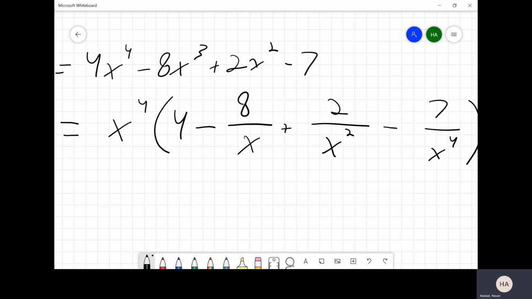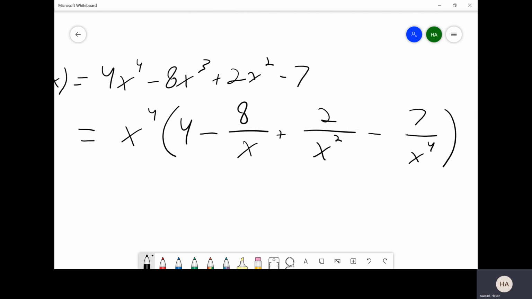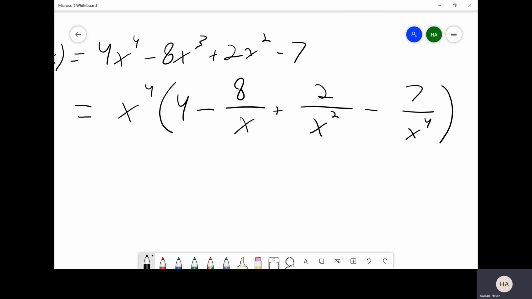What was the point of factoring out x to the fourth? Well, the point of factoring this out is what I want you to do is I want you to realize what happens when x gets really, really, really big. So start off in your head with, and let's just consider just this term. We're not even going to talk about the other terms just yet.